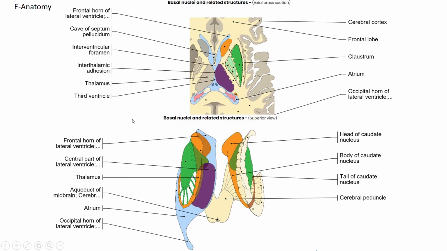But some more nice images in e-anatomy, and once again I encourage you to look through all the images because you might find ones that help you decipher the images and get a good feel for where the anatomy lies within the brain better than these two if these don't work for you.